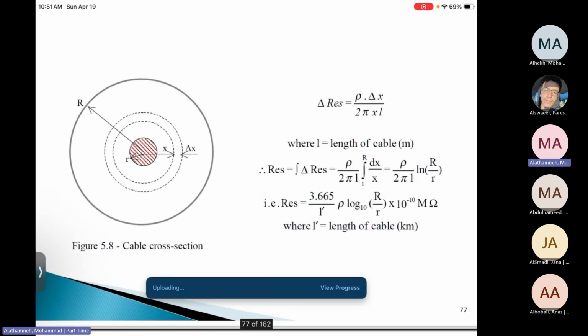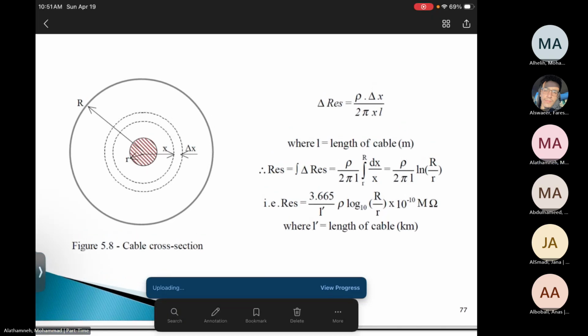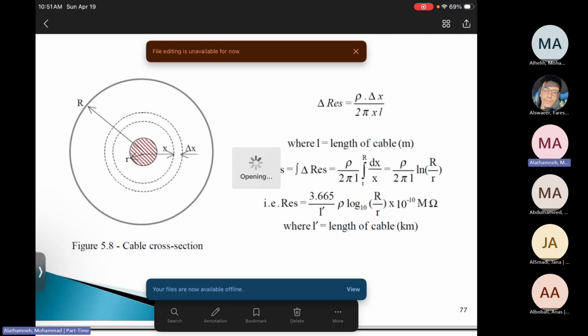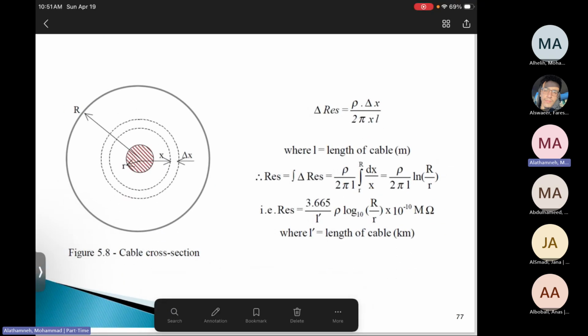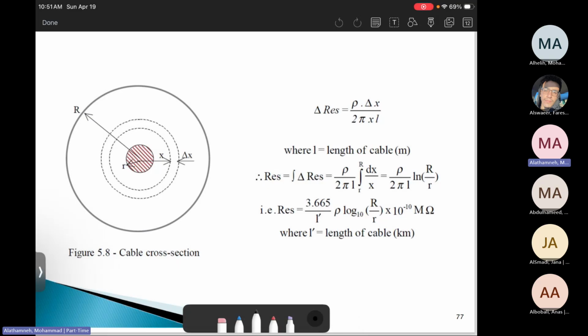Okay, let's keep going. Now here is the cable cross section. Then we need to calculate the resistance. The resistance, as we know, is rho times L over the cross section area, rho times L over A. So here the length is basically denoted by delta X, and the cross section area is 2 pi times X times L.